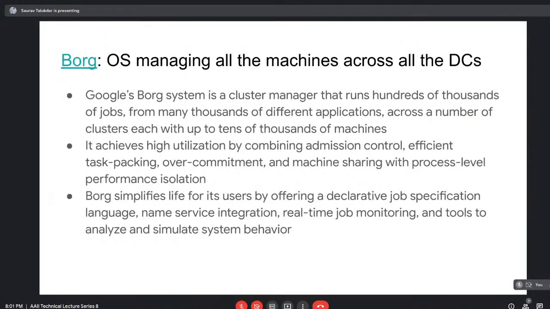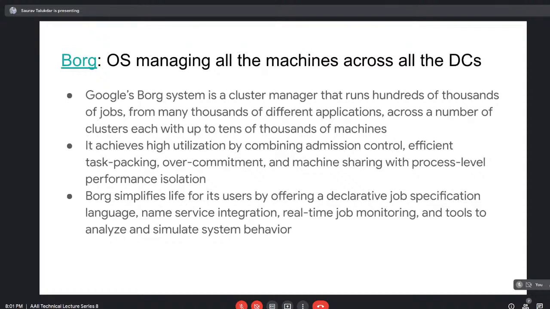Next is Borg. We talked about the servers, the types of servers, and then we talked about the network, and how several data centers are connected. Then the next question is, how are the jobs being scheduled? Let's say we want to play a particular YouTube video. What's the mechanism which takes that particular request from the user, takes it to the correct data center and then the correct cluster, finds that thing, and shows it to the user?